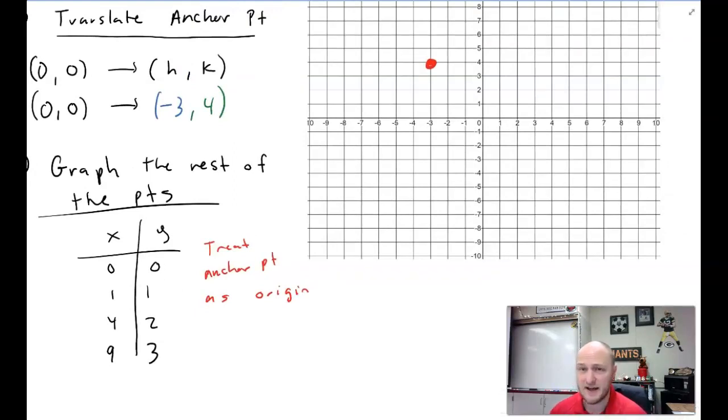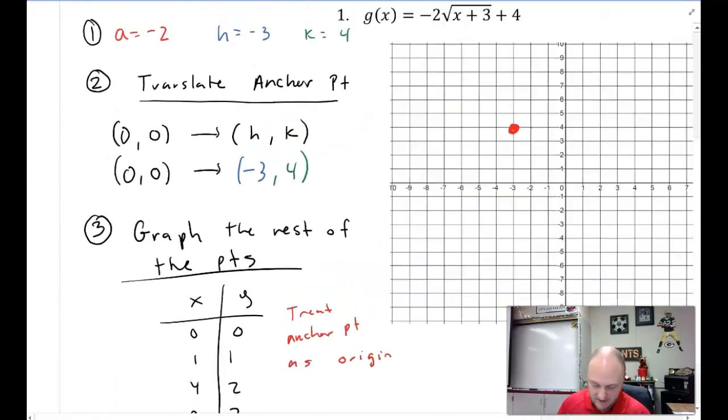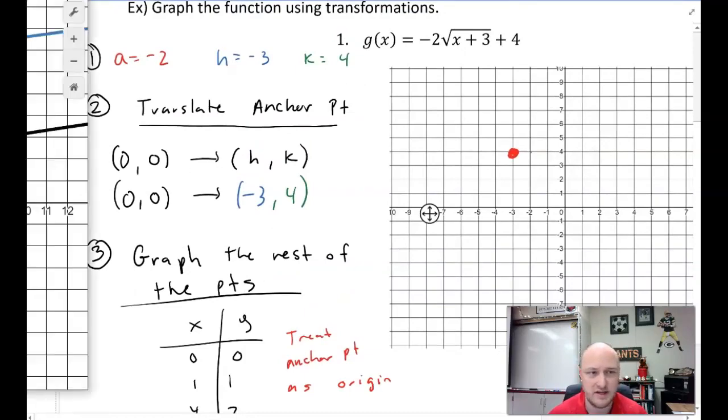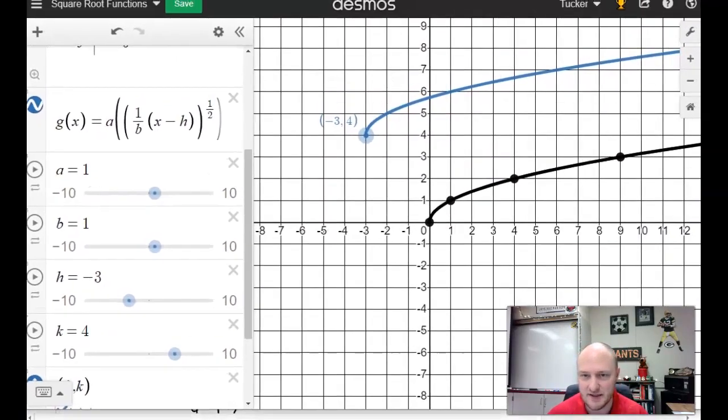Okay, and I'm going to plot my next point, 1, 1. So if I didn't have any stretch or compression, my next point would be right here. Go right 1, up 1. But I do have an A value, and my A value is -2. Okay, so what is the effect of a -2?